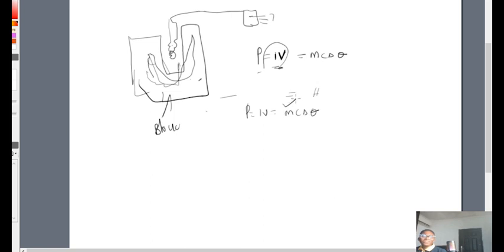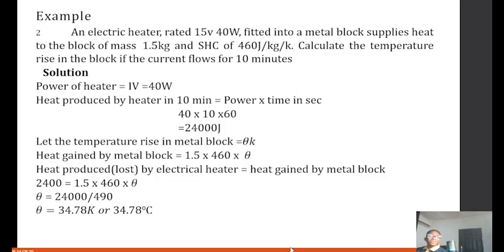This is the mass of the solid, this is the specific heat capacity of it, and the change in temperature is theta 2 minus theta 1. So let's go back. They said an electric heater rated 15 volts and 40 watts. So you know that this is telling us what? 15 volts and 40 watts. How can I get my IV? IV is 40 watts. That's what it's trying to tell us.